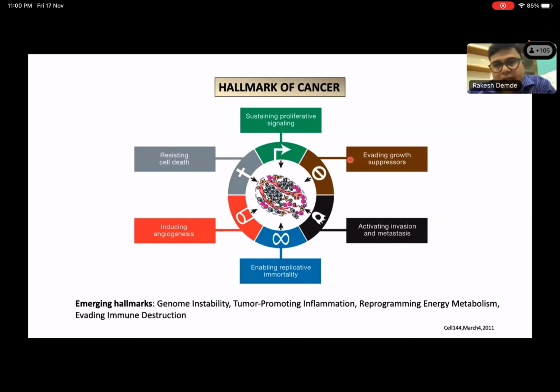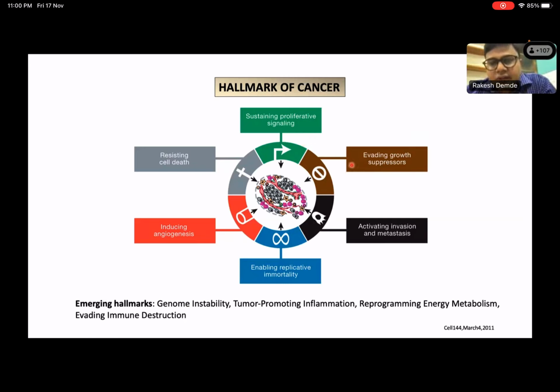So cancer cells try to mutate in such a way that all the 6 parameters and the new emerging parameters can be achieved by a particular cancer cell. For example, sustaining proliferative signaling. So the mutation will occur in a cancer cell so that the proliferation is uncontrolled. There can be examples which I will be discussing in brief in the slides.